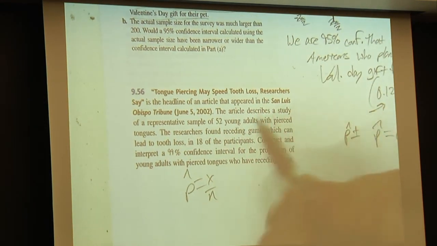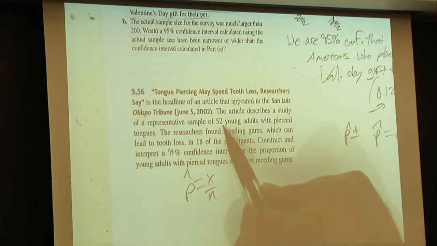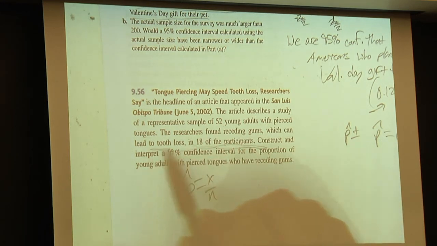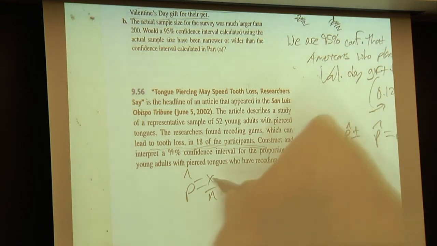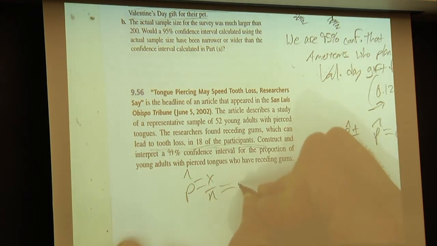In this problem, they describe a study where a sample of 52 young adults with pierced tongues was looked at, and they tell us that 18 of the participants had tooth loss or something like that. So I want p hat for the proportion of these teens that had tooth loss and had tongue piercings. So we have 18 out of the 52, okay?